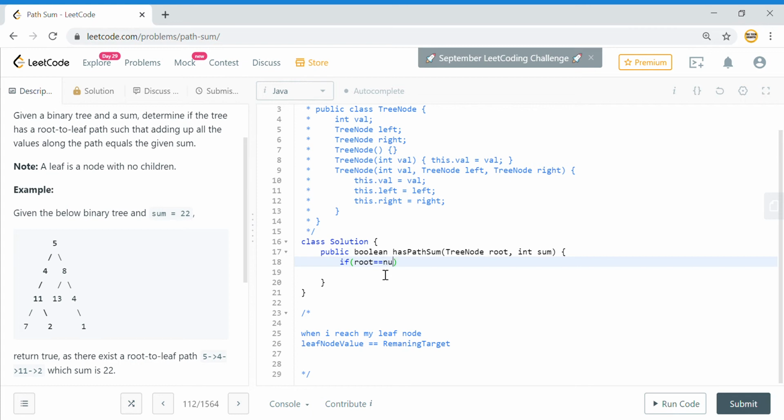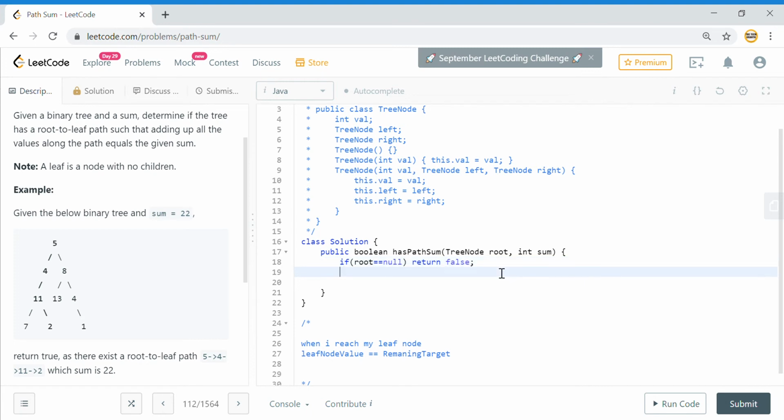if root equal to null, so in that case we return false. It means we have reached a node where sum has not matched the condition.